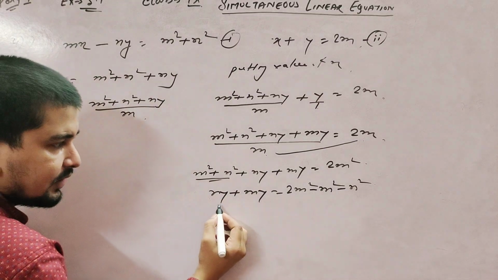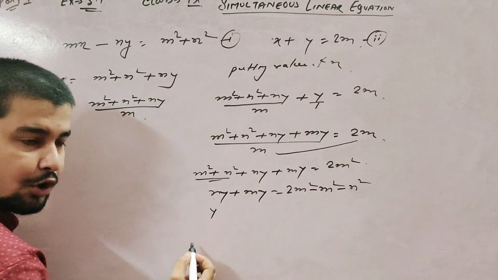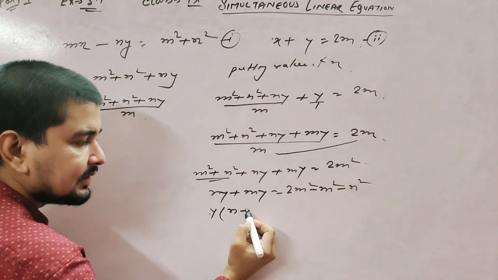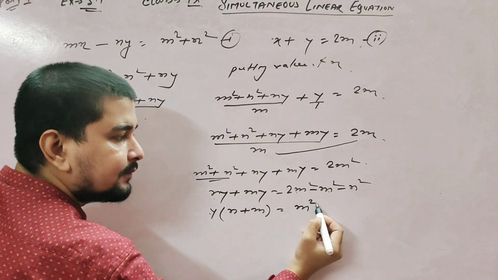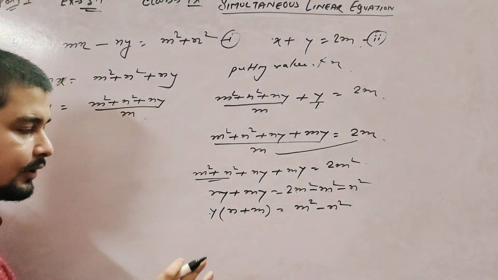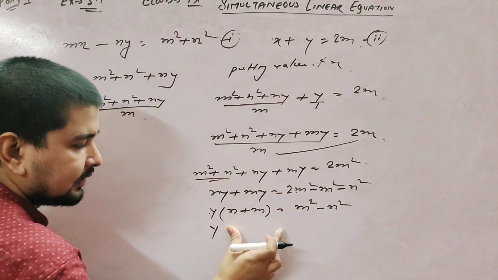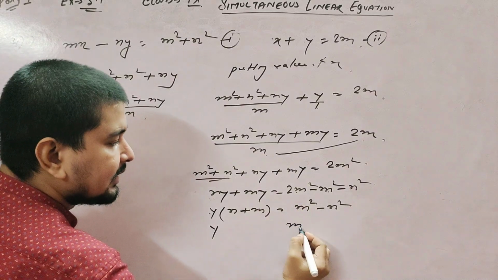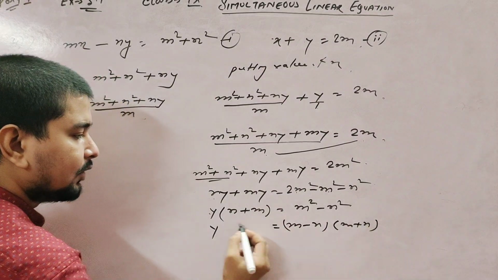Okay, so you see after here in both parts y is common, so we take y as common factor. So y cancel, n is left, y cancel, m is left. Here 2m square minus 1m square, that is m square minus n square. Okay, so y equals to, see, in place of m square minus n square, the formula is a square minus b square, that is a minus b times a plus b.